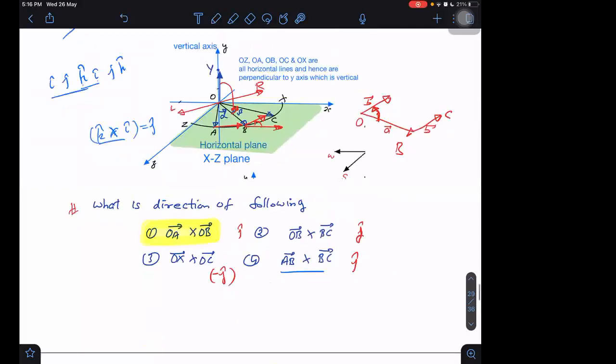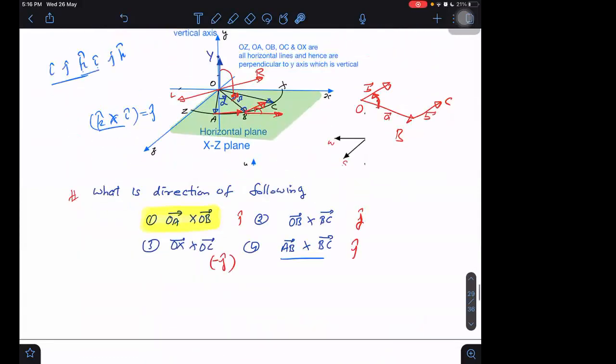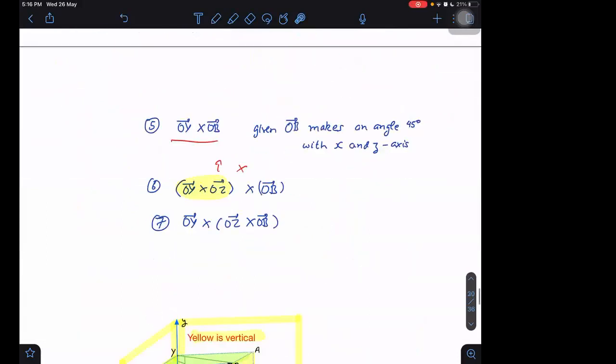OB is in which direction? OB is this side. Then you already know I cap cross OB will be in which direction? I cap cross OB will be minus J. Exactly right. So this will finally be in the minus J cap direction. For the above, we are getting just the direction, but I have not exactly told you what it is.